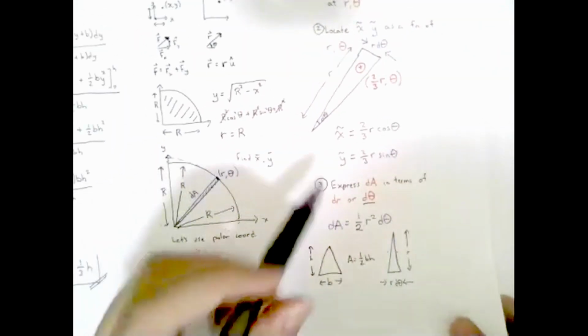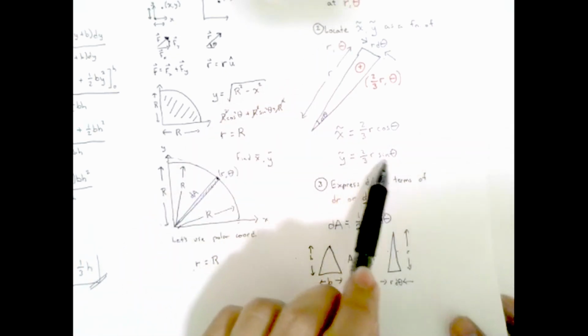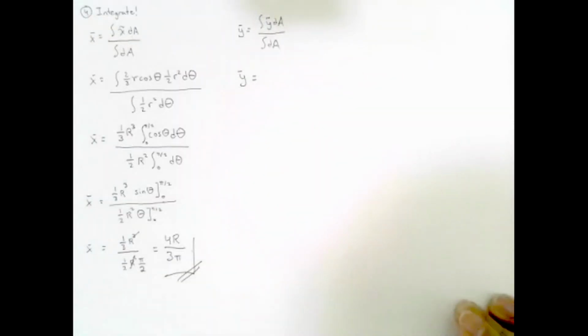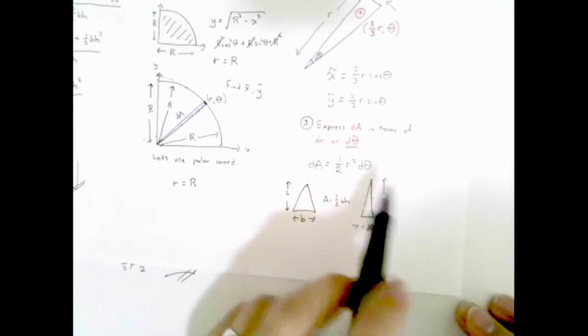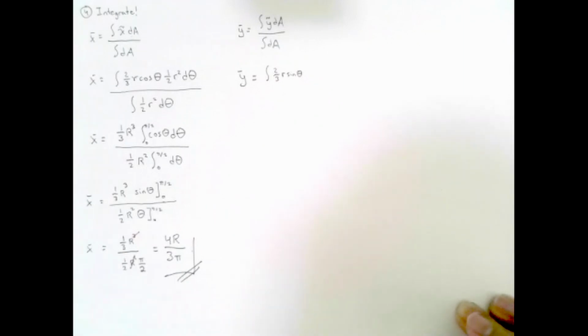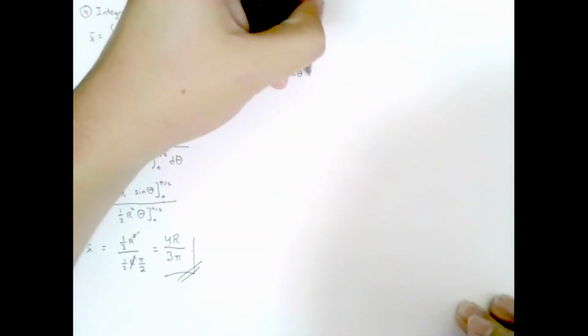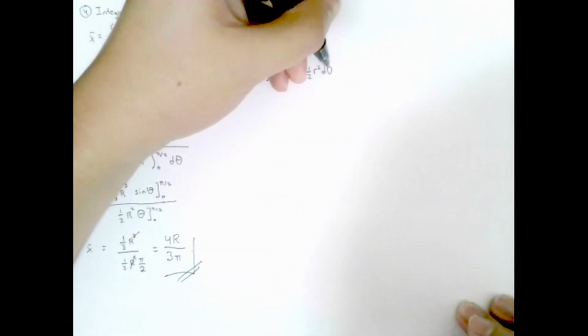We can do the same thing for my y coordinate. Y bar equals the integral of y squiggly dA over the integral of dA. We found from step number 2 that y squiggly is 2/3 r sine theta. So I'm going to write it down. Integral of 2/3 r sine theta. And we found from step number 3 that dA equals 1/2 r squared d theta. 1/2 r squared d theta.